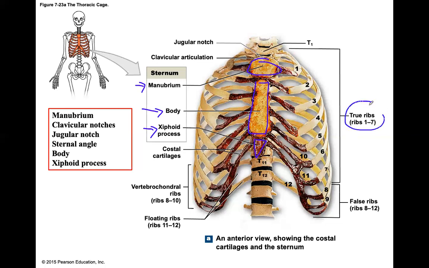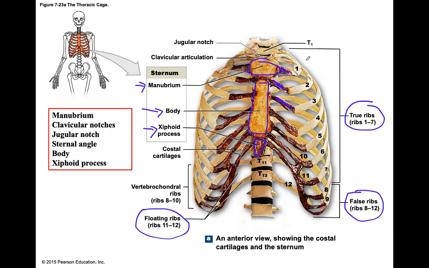Ribs 1 through 7 are true because they have their own cartilage, right? Right here, this is its own separate and distinct cartilage. When they have a shared cartilage, which we see with ribs 8 through 12, it's false ribs. False ribs share cartilage. Then the floating ribs, ribs 11 and 12, have no cartilage at all. They just float. But all of them are going to attach to the thoracic vertebrae.